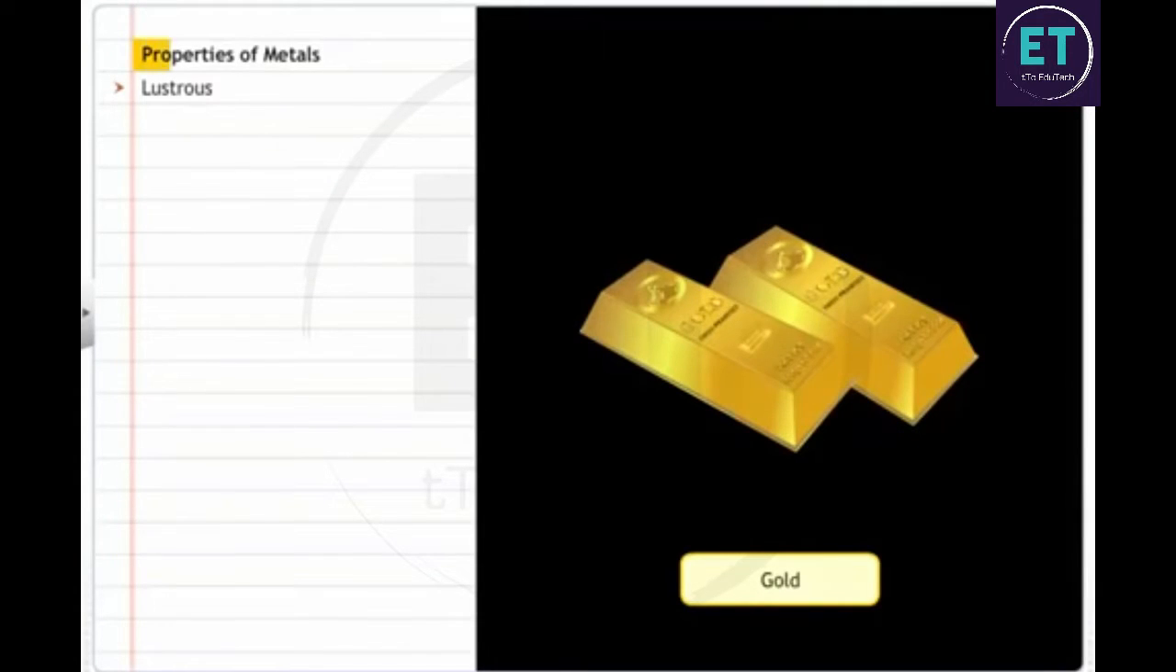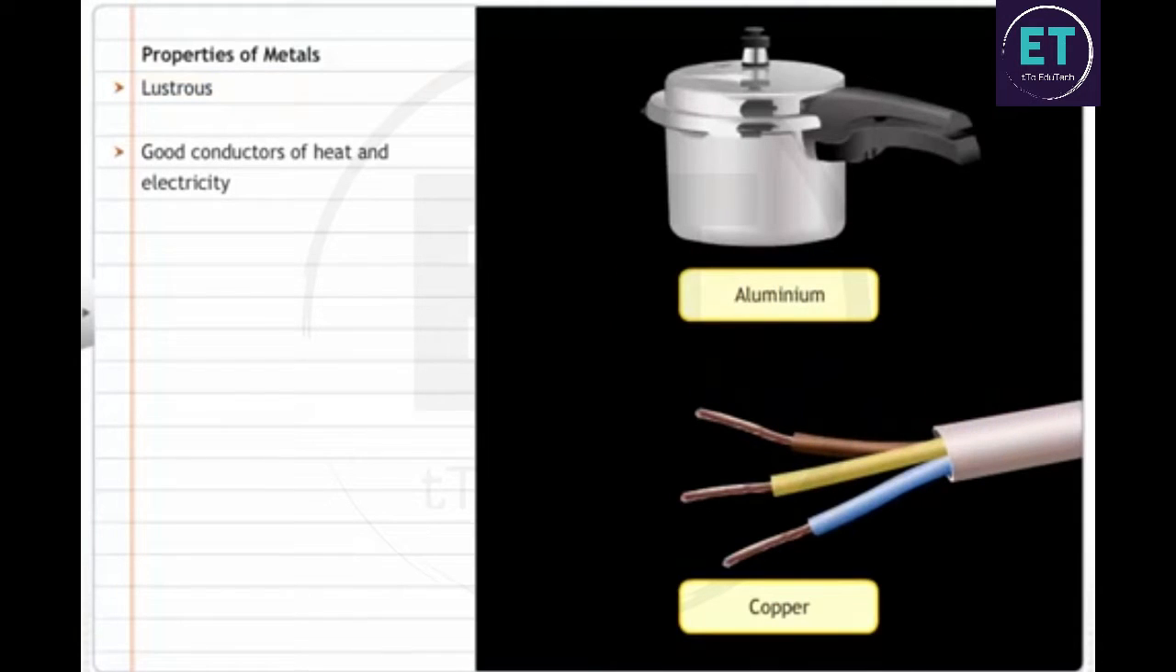Let's observe some of the properties of metals. Metals have luster. When freshly cut, they show metallic luster. For example, gold. Metals are good conductors of heat and electricity. As metals have free electrons in them, they are able to conduct heat and electricity. For example, copper.